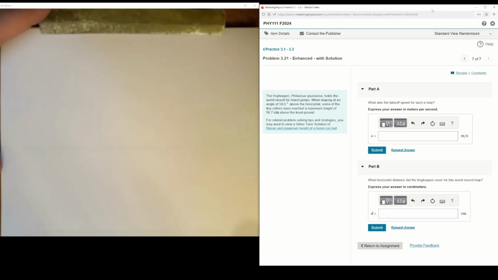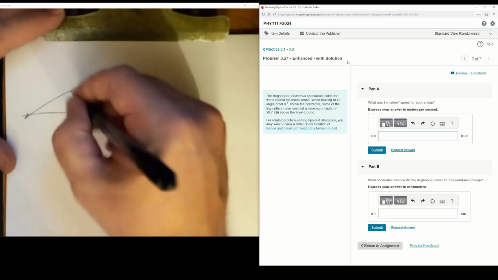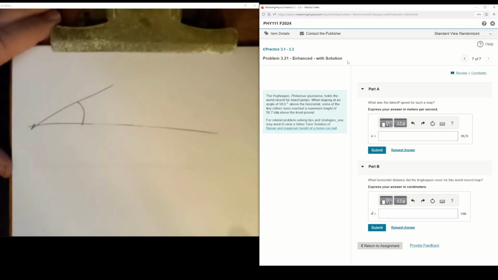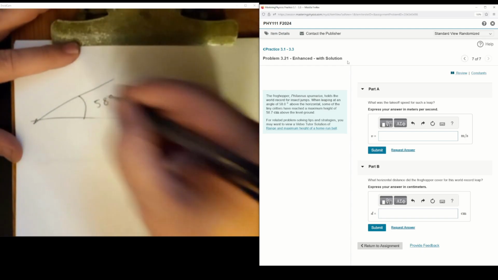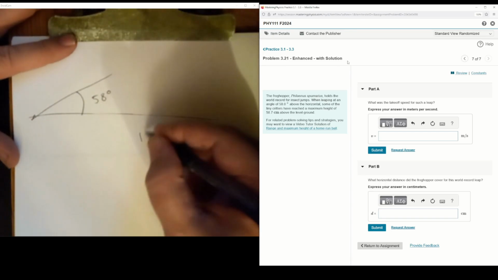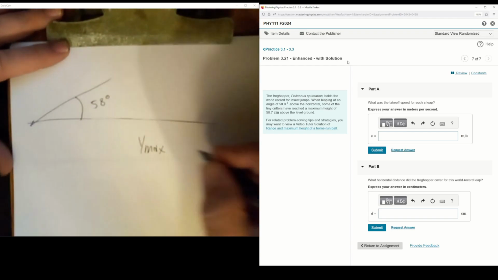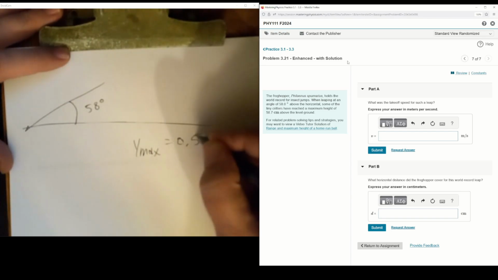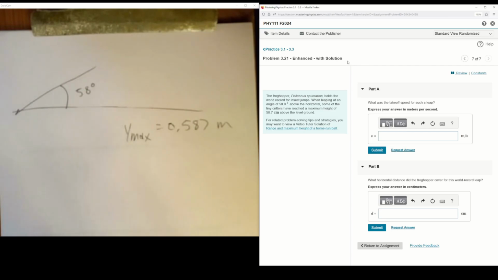All right, so let's check out the last one. Some bug that hops, frogs, I guess. The context is actually pretty irrelevant, if not totally irrelevant. What matters are the numbers. We have an angle of 58 degrees. And they reach a maximum height of 58.7 centimeters. Centimeters are nice and easy to convert to meters, because we just have to move the decimal place twice. It's 100 centimeters in a meter.